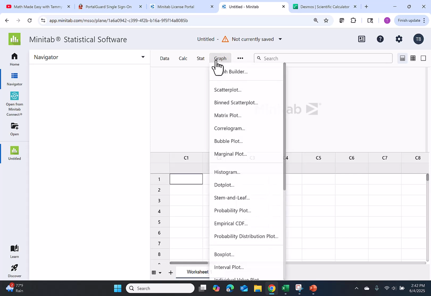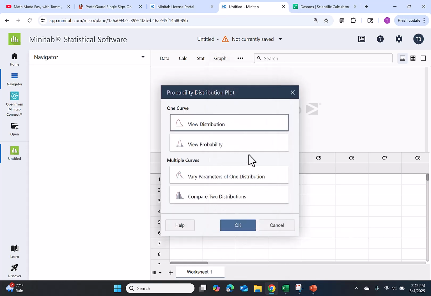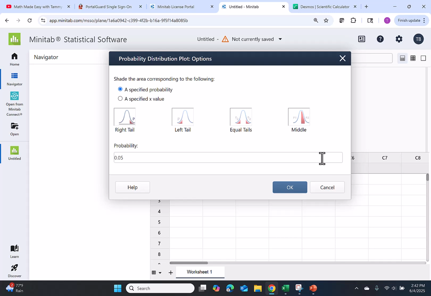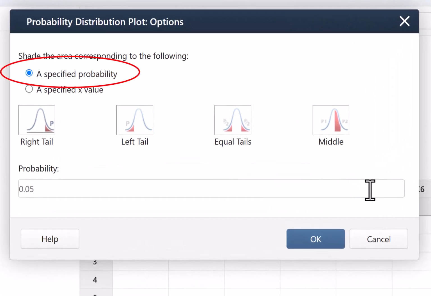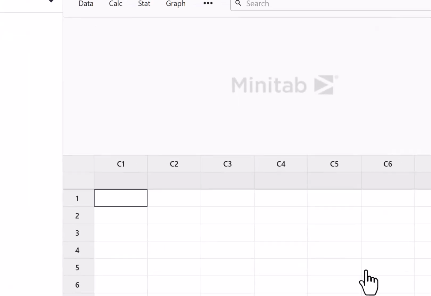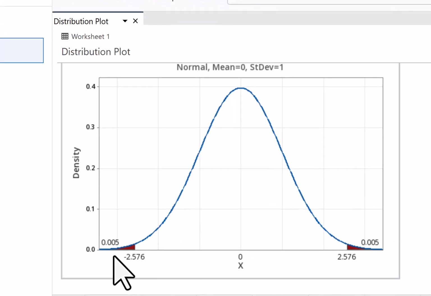In Minitab, I'm going to hit Graph, Probability Distribution Plot, View Probability. We're using a normal distribution, but I want to go over to my options and say I'm looking for a specified probability and I'm looking for equal tails. The probability, because we're doing 99%, is 1 minus 0.99, which is 0.01. In the graph, we can see the 1% split into 0.005 and 0.005. What we need to grab is the 2.576, which is z alpha over 2.